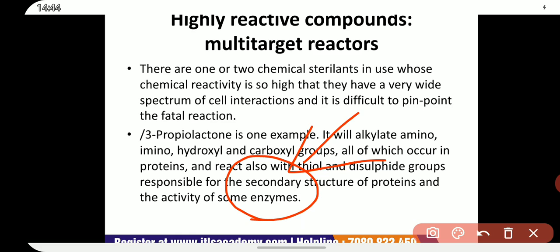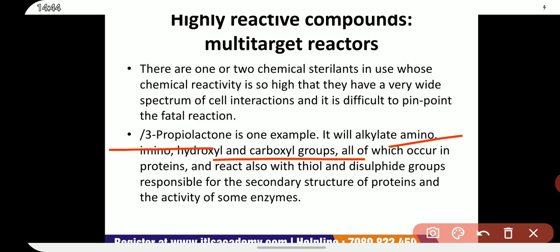So if there is any abnormality in these groups, that is amino, imino, hydroxyl and carboxyl groups, then this will affect the activity of many enzymes. We can take one more example, that is ethylene oxide. This is another example of highly reactive compounds or multi-target reactors. Ethylene oxide has a very similar range of chemical activity.